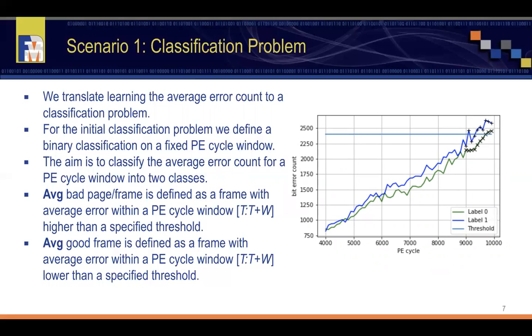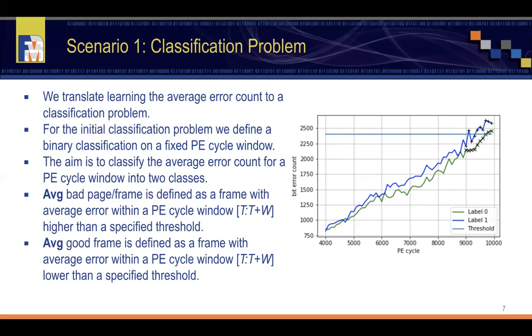An average bad frame is defined as a frame with average error within a p-cycle window t to t plus w higher than a specified threshold, and an average good frame is defined as a frame with average error within a p-cycle window t to t plus w lower than a specified threshold. Here on the plot, an average bad frame is labeled as 1, an average good frame is labeled as 0. The blue curve is labeled as a bad frame and the green curve is labeled as a good frame. And the labeling window for the plot is 9K to 10K p cycles.